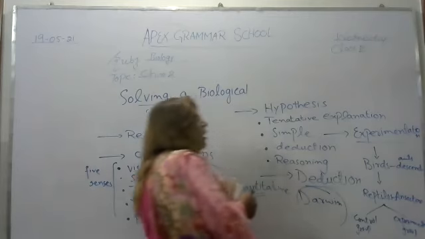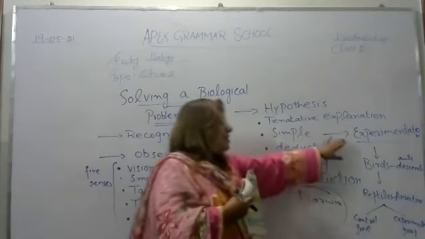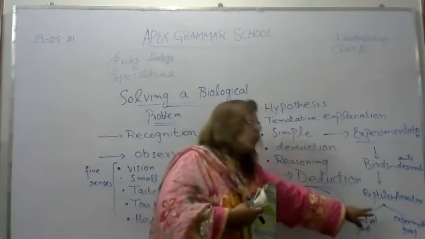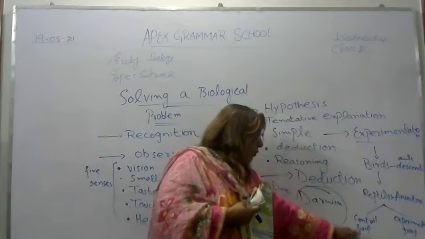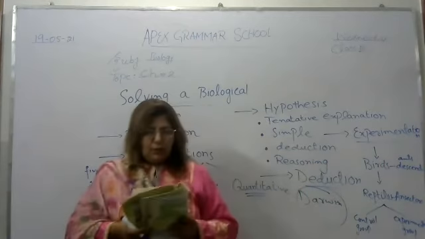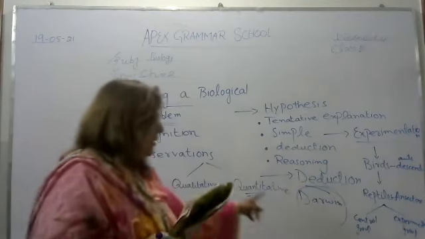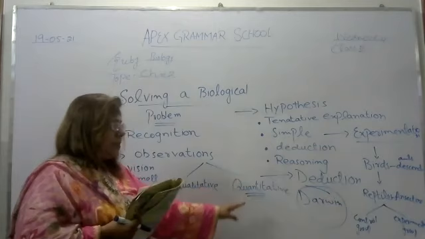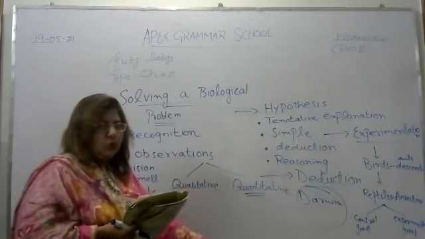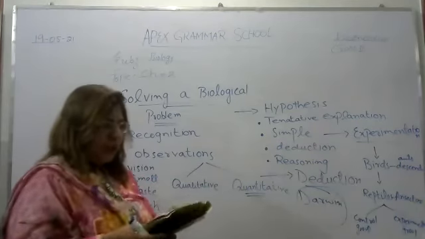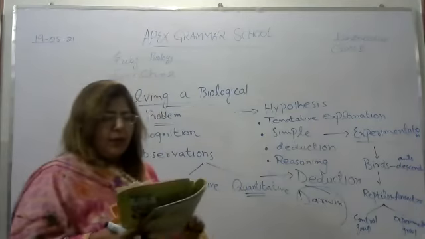Okay, beta. An experiment can be divided into two groups. First is called the control group and second is called the experimental group. Now, to understand this concept, what is the difference between the control group and the experimental group?